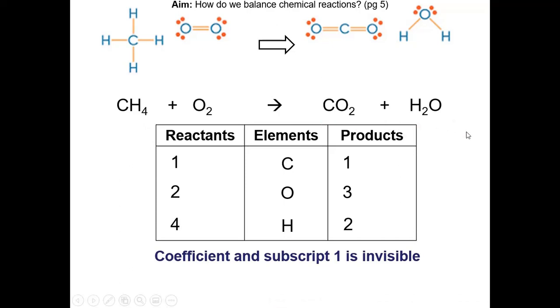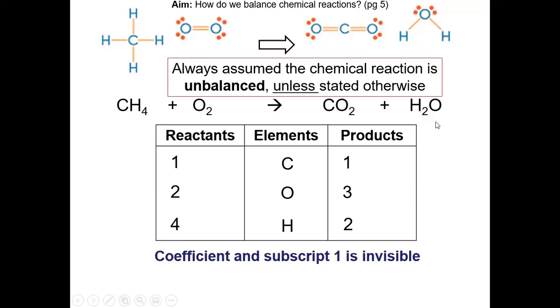There is only 2. So notice that the law of conservation of mass is not observed here because the number of oxygen atoms and hydrogen atoms on both sides are not equal. So this equation is unbalanced. So always assume that the chemical reaction is unbalanced unless stated otherwise on exams and on the Regents.